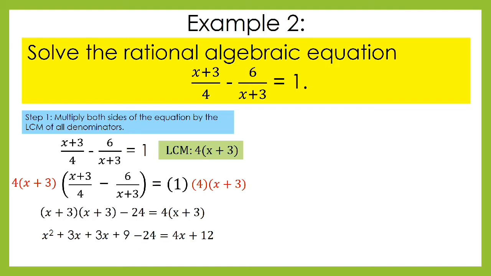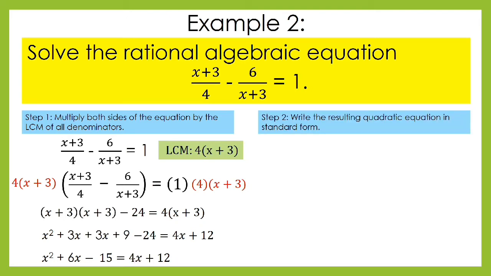Distribute 4, so 4 times x is 4x. 4 times 3 is positive 12. Next, simplify x squared. Next ay 3x plus 3x, similar terms, so we have 6x. 9 minus 24 is negative 15, equals 4x plus 12.